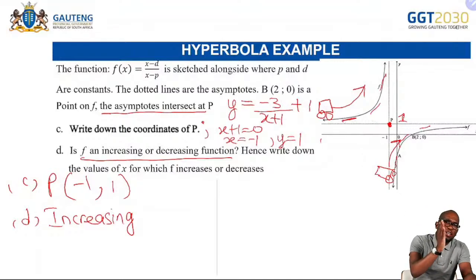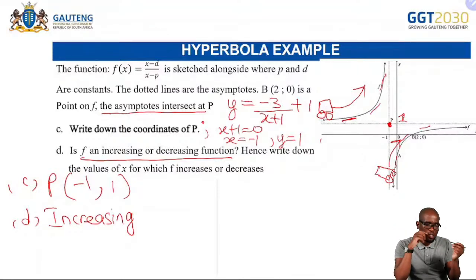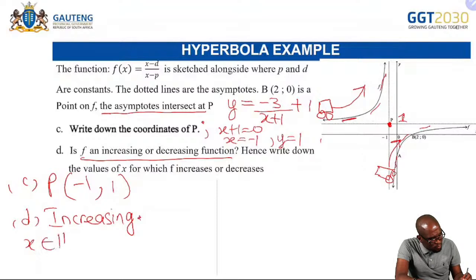Or you can check what happens to y as x increases. From this graph, from left to right, you can see as x increases, y also increases. So this is an increasing function. So they say write down the values of x for which the function increases. The function increases for x an element of all real numbers.